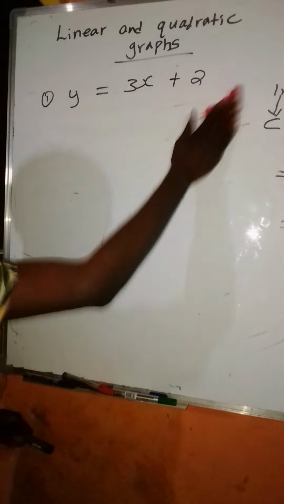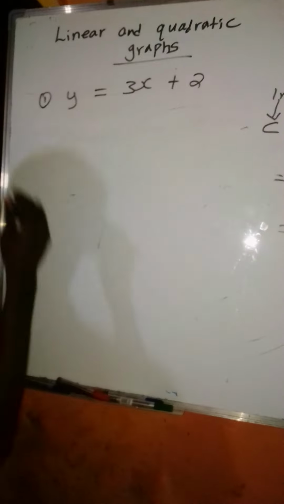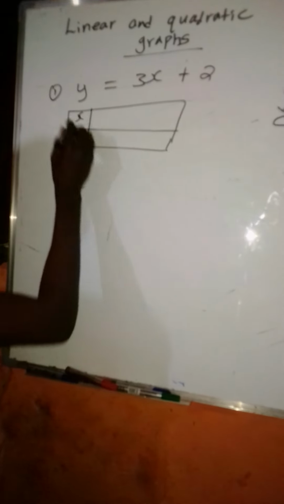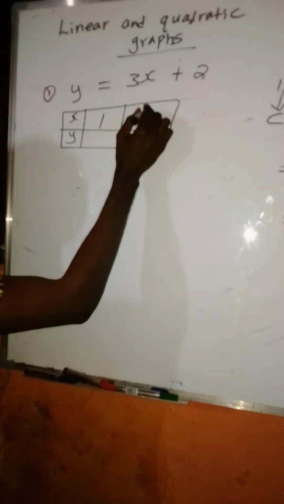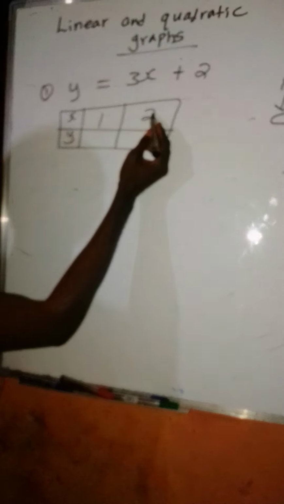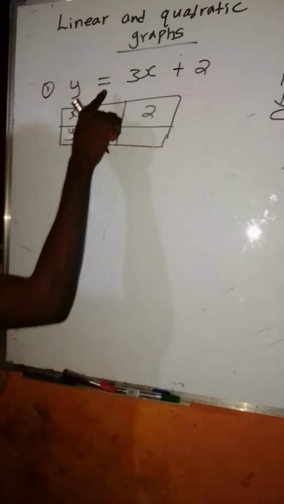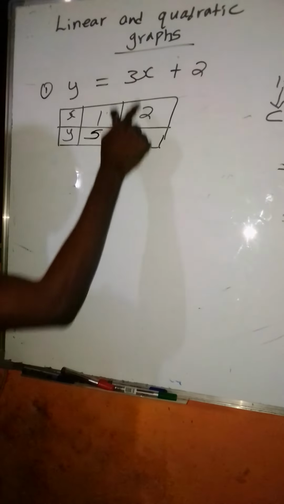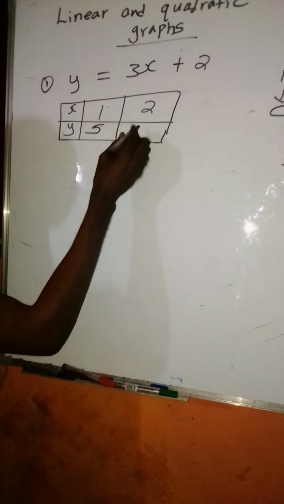So let's say the practical or the reality of it. Since a line is a separation between 2 points, we can easily look for only 2 points. Let's say we have our axes x and y. Let's select the value of x to be 1 and the other value 2. Now we are looking for the corresponding values of y when x is 1 and when x is 2. When x is 1, 3 times 1 is 3 plus 2 gives us 5. When x is 2, 3 times 2 is 6 plus 2 gives us 8.